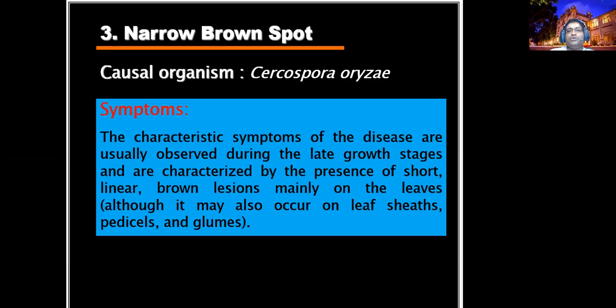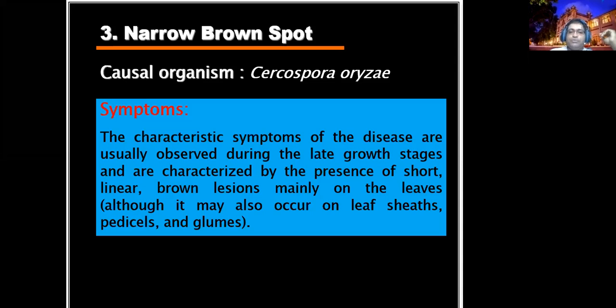but the causal organisms are different. The brown spot is caused by Helminthosporium oryzae or Cochliobolus miyabeanus, and the causal organism for this narrow brown spot is Cercospora oryzae. Cercospora is a foliar fungus. Other than rice, you can expect there are different Cercospora species in different crops.